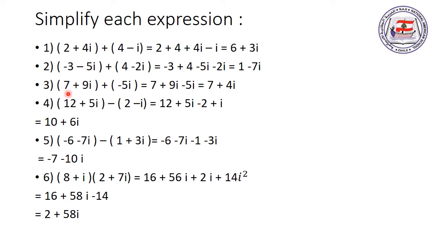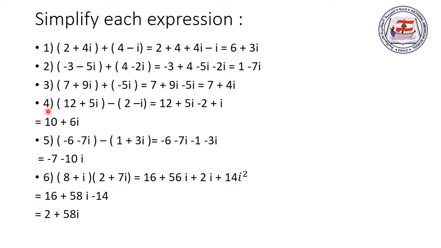In example 3, to add 7 plus 9i plus negative 5i, we only have as a real part 7, so we write 7 and we add 9i with negative 5i and we get finally 7 plus 4i.